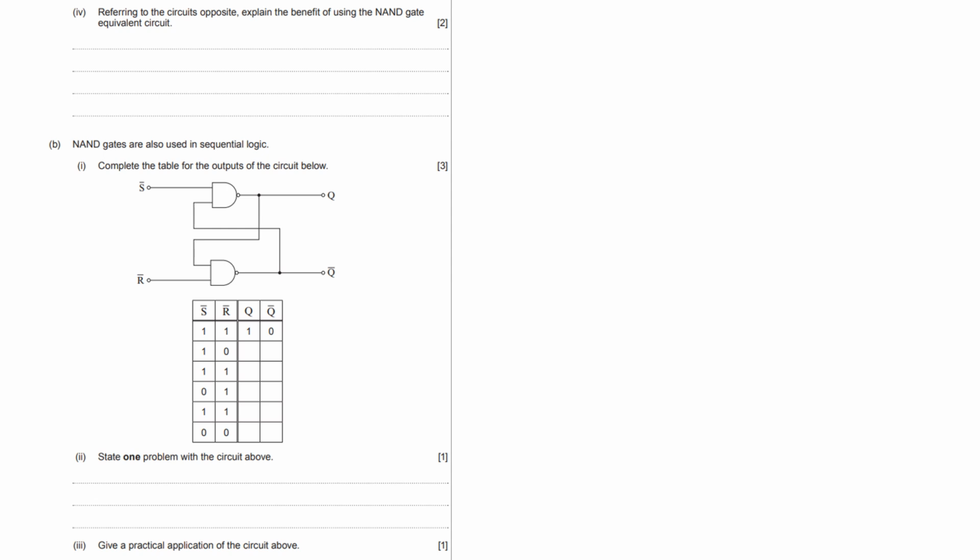I'll put the mark scheme up in a moment. But let's go over this next one. Again, straightforward. Remember how these work. These NAND gate, well, SR flip-flops essentially. Remember, Q changes when S goes low or R goes low. So the first bit's been done for you.